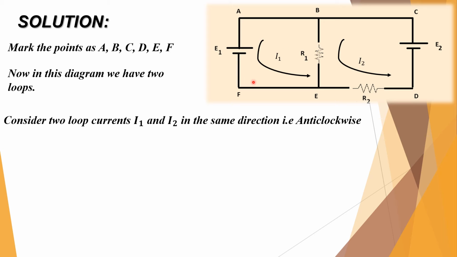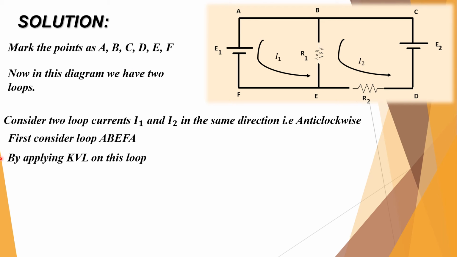First, consider loop A, B, E, F, A. By applying KVL on this loop, we get minus E1 minus (I1 minus I2) into R1 equals 0. Actually, here across the EMF source E1, from the positive to negative side, there is a fall of potential. That's why we write minus E1.